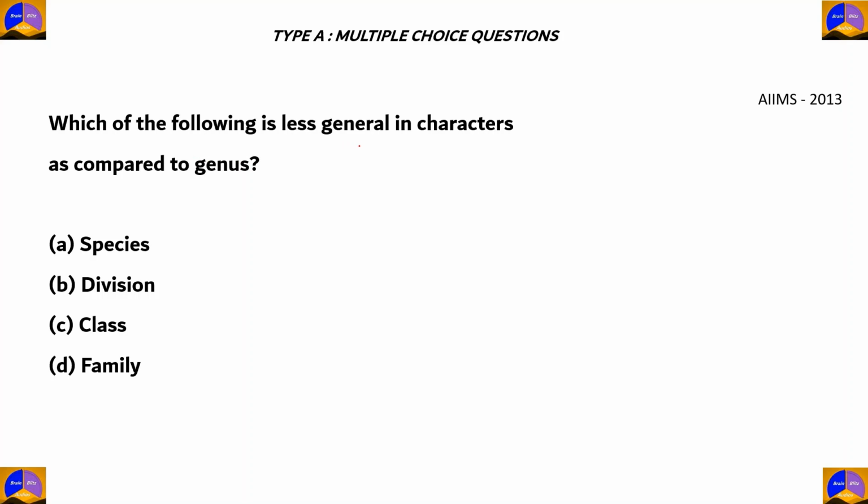Which of the following is less general in characters as compared to genus? A, species, B, division, C, class, D, family. Now, let's write the taxonomic hierarchy again. Kingdom, phylum/division, class, order, family, genus, species. Now, if a taxon is less general in characters, it is a lower taxon to genus.